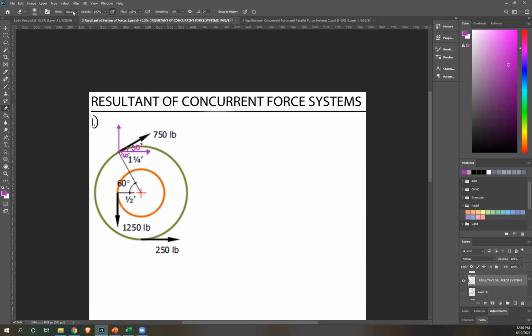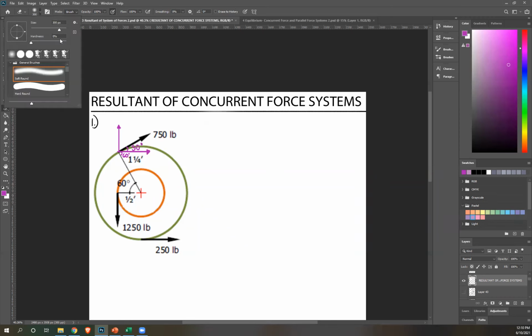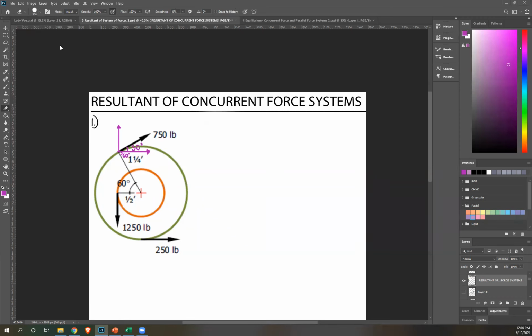So let's actually draw a free body diagram first so that we have a better idea of our system of forces. This is the center of the pulley. We have a radius here. We have our force, which is 750. We have another force here, a certain distance away, and this is 1250.